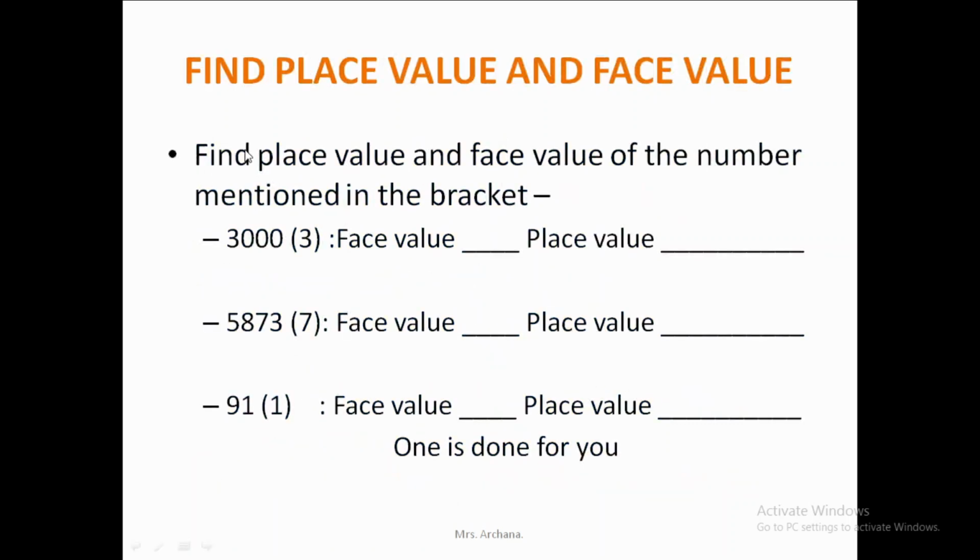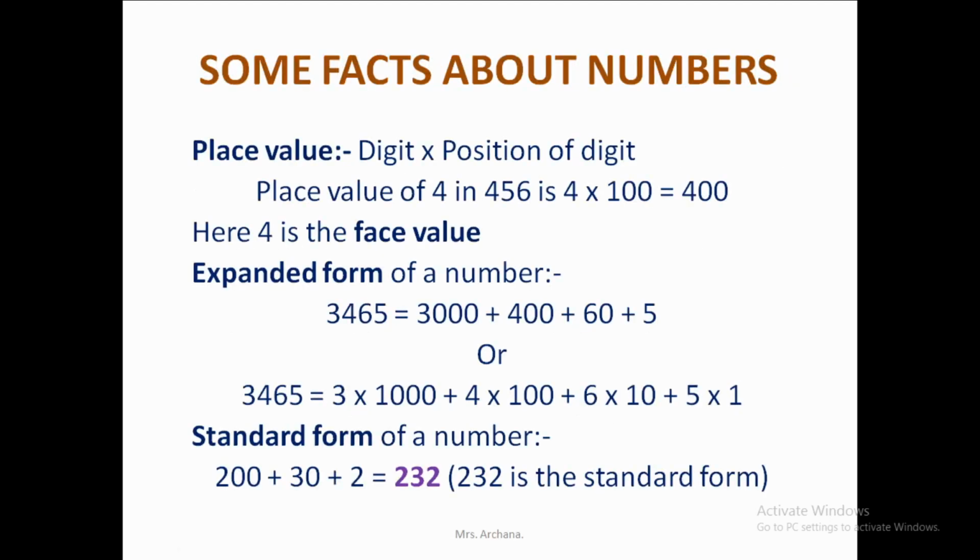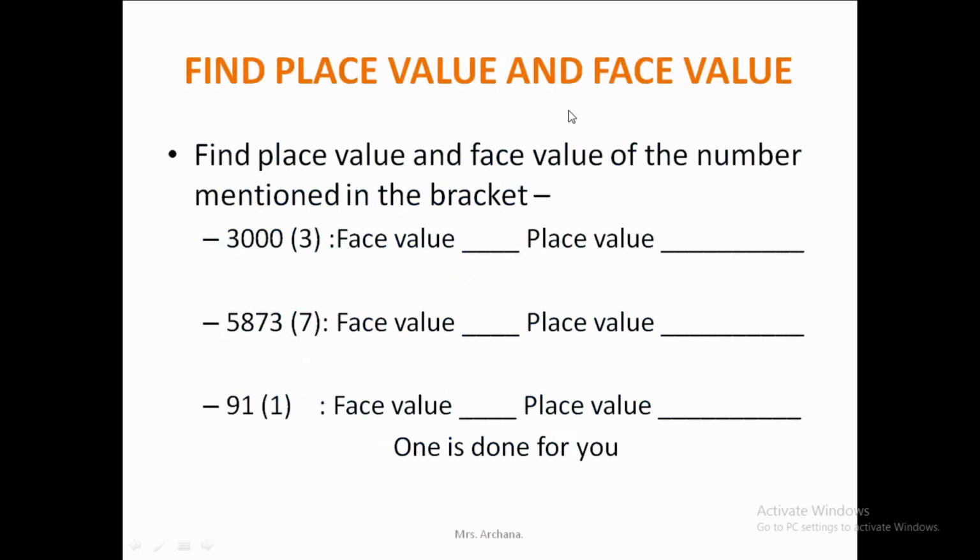Next, here I have given you some tasks. Find the place value and face value of the number mentioned in the bracket. See, in 3000, what is the face value of 3 and what is the place value of 3? In the previous slide I have already explained, face value is always that number itself. But place value we have to put in this formula. Let's see. 3. So, face value will be 3 only. And in 3000, what is the place value?